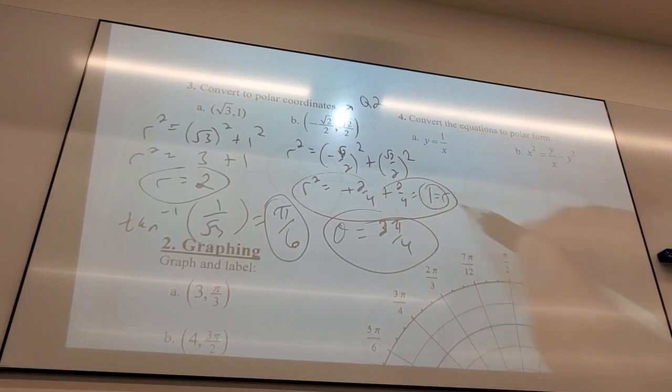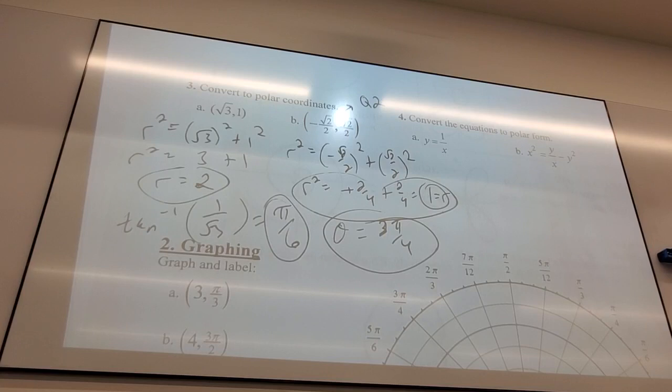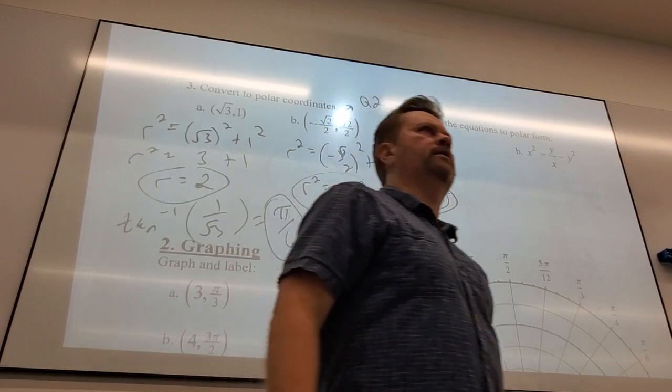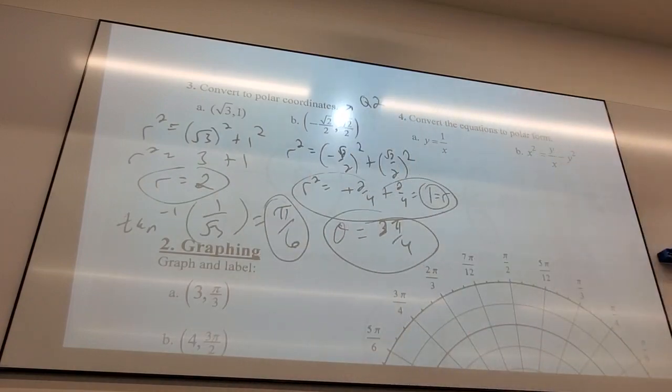R is 1. So you don't always have to use the full formula. If you can just say, oh, I know what angle that is, I know when cosine is that and sine's that, I don't have to do the whole tangent inverse thing.